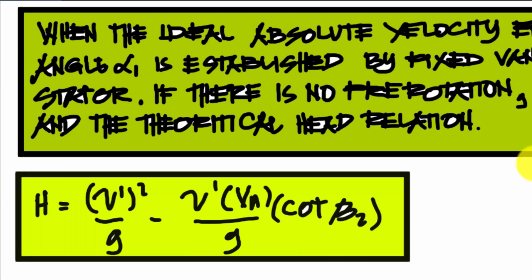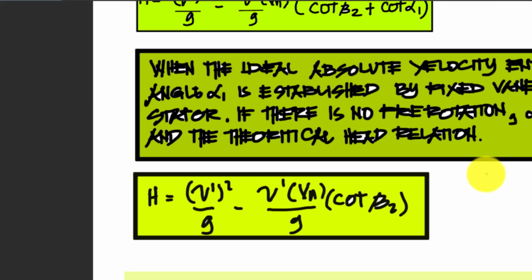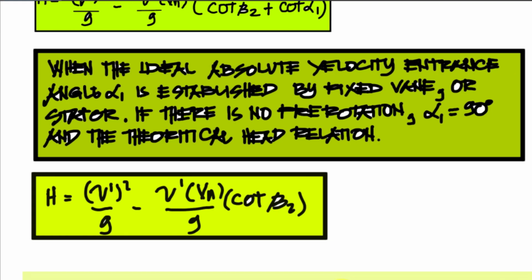Okay, so we'll still be using this one, no? So ito lang yung another call this definition. If there is no free rotation and the angle alpha is 90 degrees, eventually the value will be 0, and you will come up with using this equation.